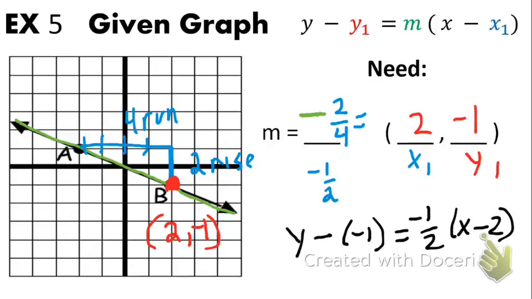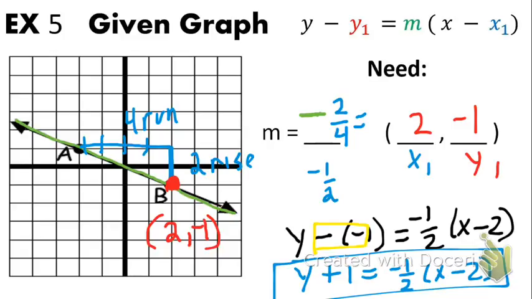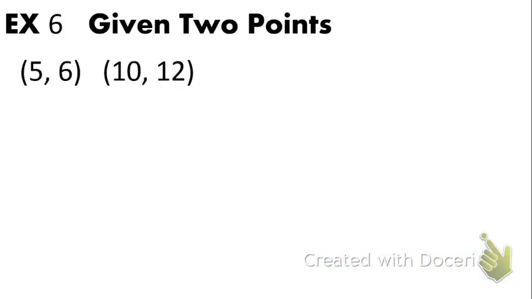Now we said something, we're not going to have two signs. You're in high school now, we only need to write one. So we'll change this to y plus 1 equals negative 1/2 x minus 2. And this is your point slope. Let's go on to example 6.